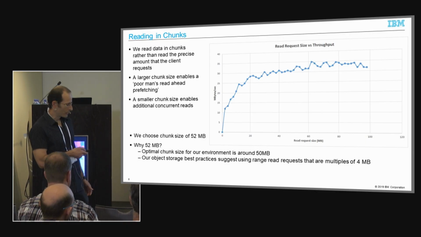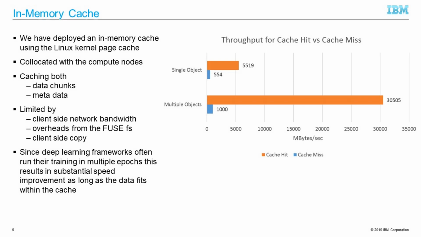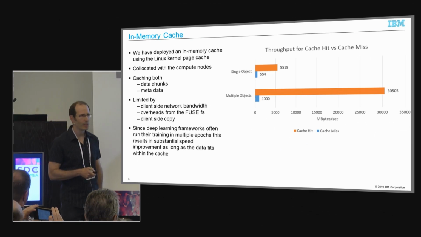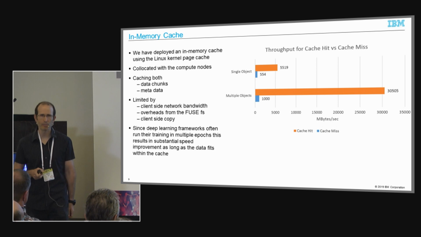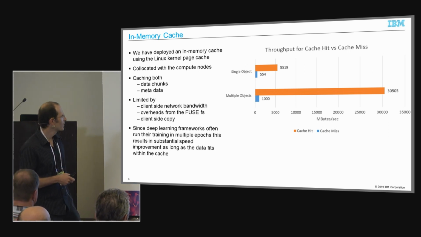So this was just showing us how we picked the chunk size. We implemented an in-memory cache. We started using TempFS, where TempFS is an in-memory file system for Linux. We actually found out we were getting slightly better performance using just the kernel pages. So we switched to that.